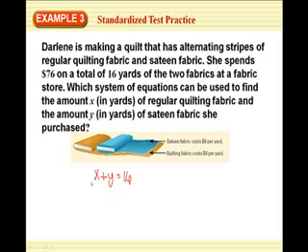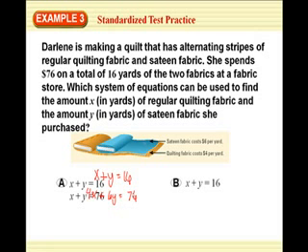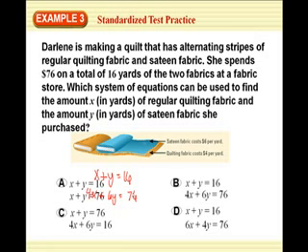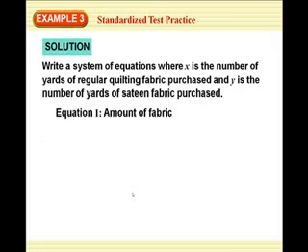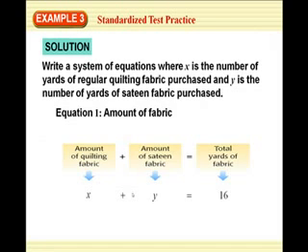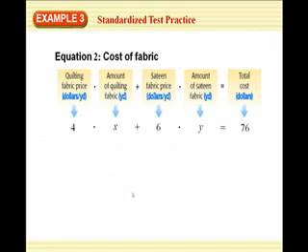Now the money would be, let's see, they want x to be regular, so 4x plus the y is the sateen, 6y equals 76. So we just have to match up those. There it is. It's B. Right? So the amount of fabric, then the cost. There's our 2.